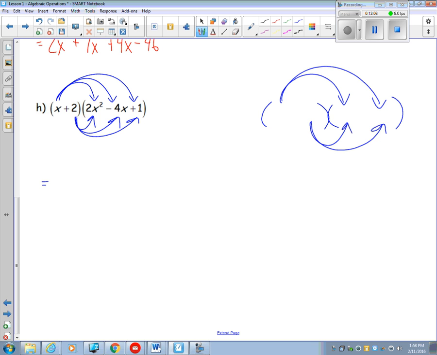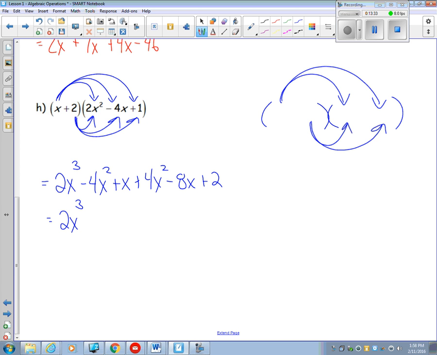If I give that a try, x times 2x makes 2x cubed. X times 4x is 4x squared. X times 1 is just x. Here's x times each of the first things, right? Then we do the same thing but with the 2 this time. 2 times 2 is 4x squared. 2 times 4 is minus 8x's. 2 times 1 is 2. No more brackets. Collect all the like terms.